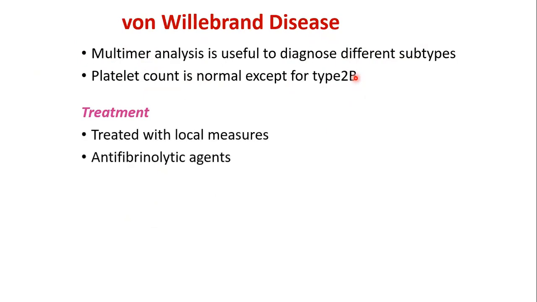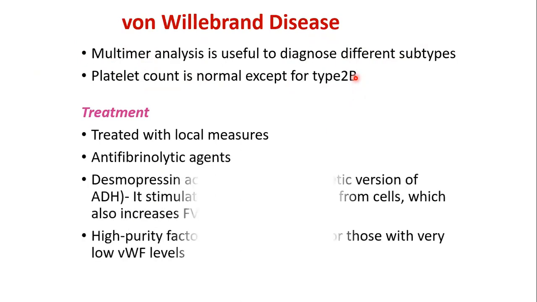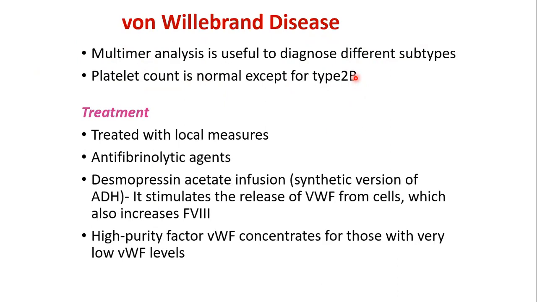Treatment for local issues like bleeding, and antifibrinolytic agents, are used. Most important here is desmopressin acetate, a synthetic version of ADH. It stimulates the release of von Willebrand factor from the cells, which also increases factor 8. High purity factor concentrates are also used. Nowadays a lot of these factors are available as recombinant DNA technology products produced in the labs, and can be given.